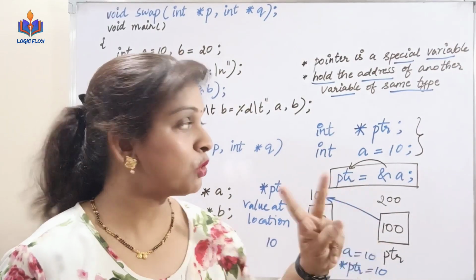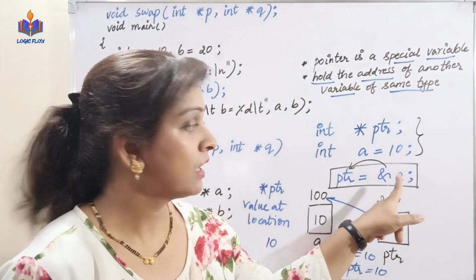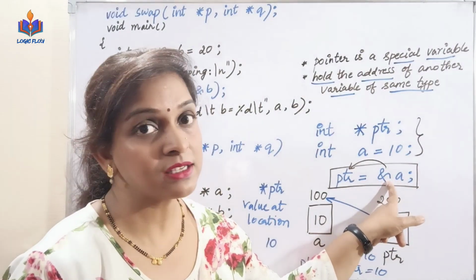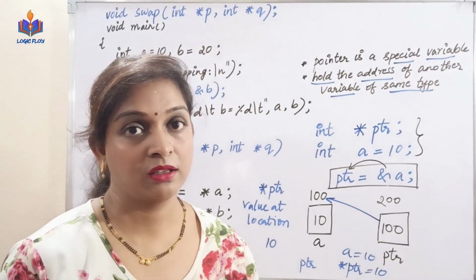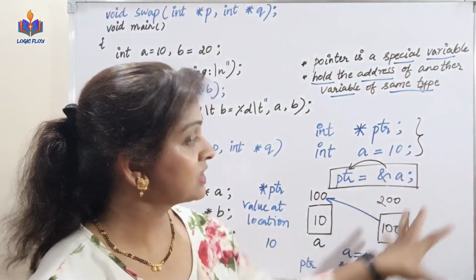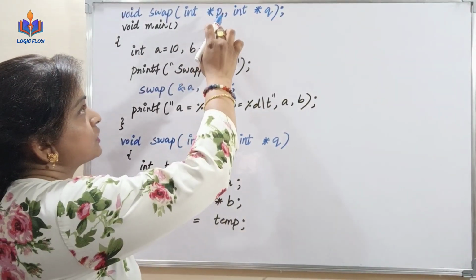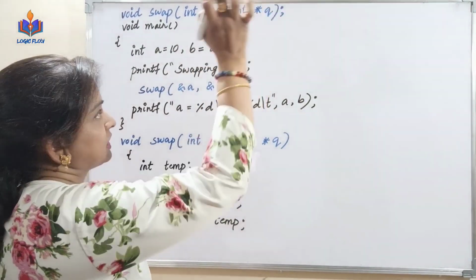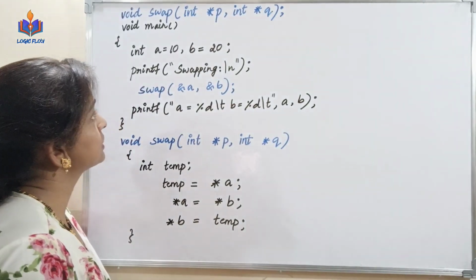Okay, so two notations we use, one is asterisk and the other one is ampersand. Ampersand represents address, asterisk represents value at that address. Got it? So with this, we will understand this program now. So here asterisk P and asterisk Q, this is declaration, this is call and this is definition. Hope you all know this.